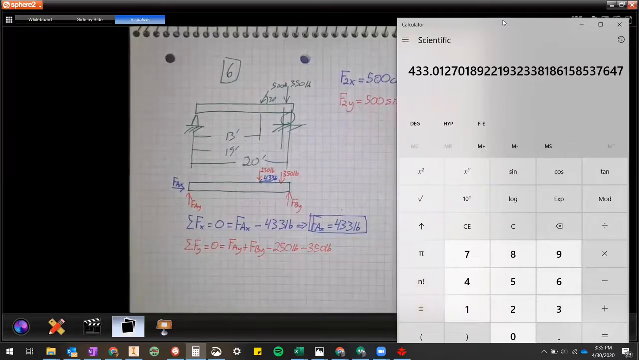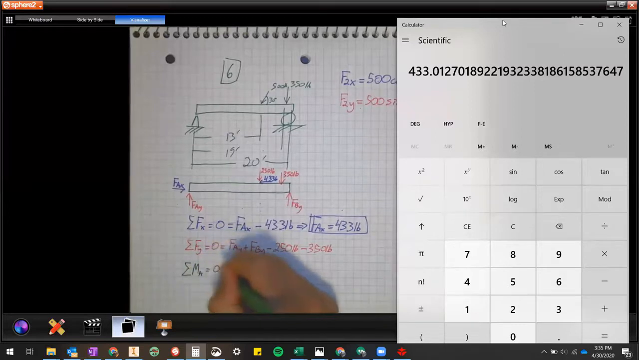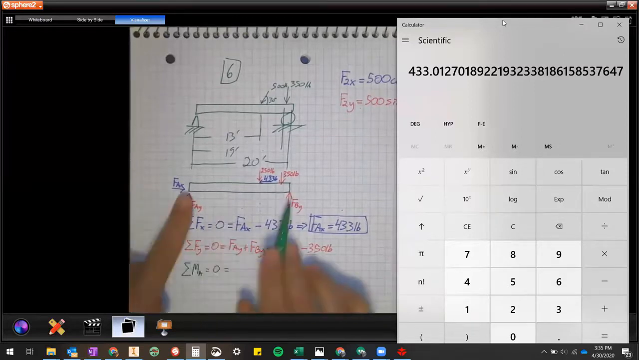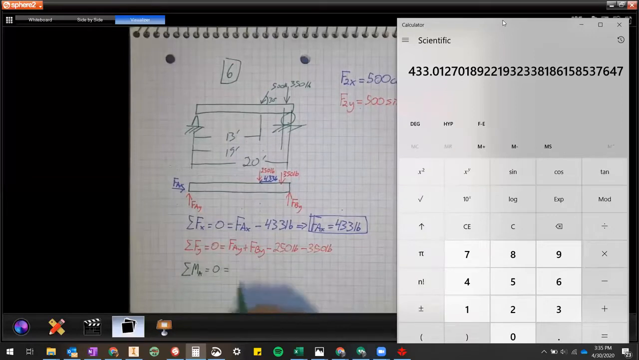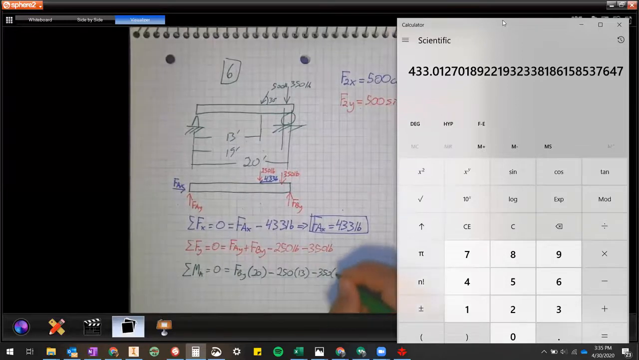Once again, not enough information to solve, so I go to my moments. So I have moments from forces that are acting at a distance away from point A. Again, FBY is going to be my positive moment, and that'll be times 20, minus 250 times 13, minus 350 times 19.